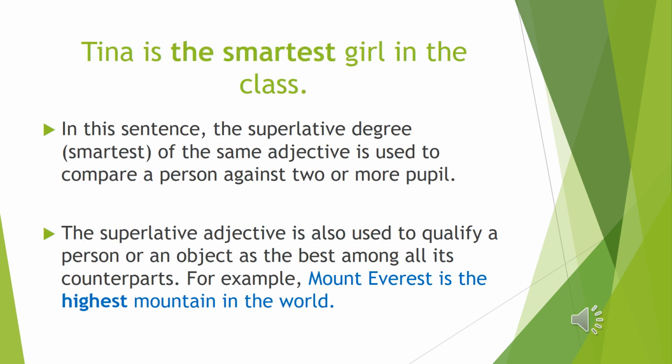Tina is the smartest girl in the class. In this sentence, the superlative degree smartest of the same adjective is used to compare a person against two or more pupils. The superlative adjective is also used to qualify a person or an object as the best among all its counterparts. For example, Mount Everest is the highest mountain in the world.